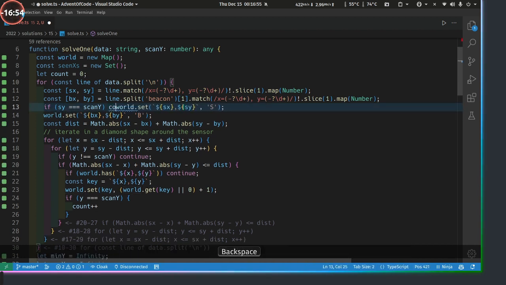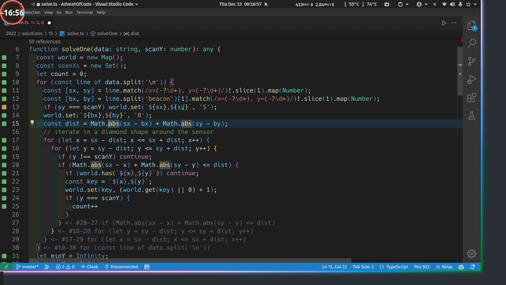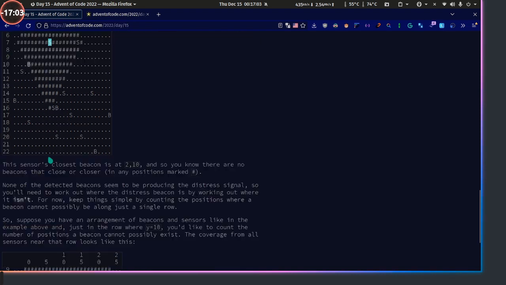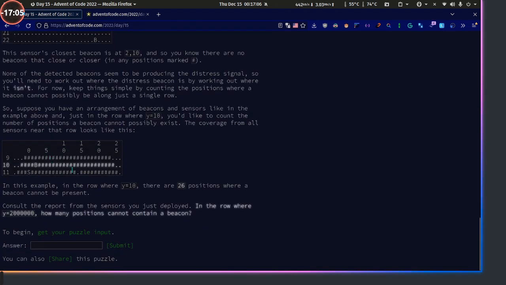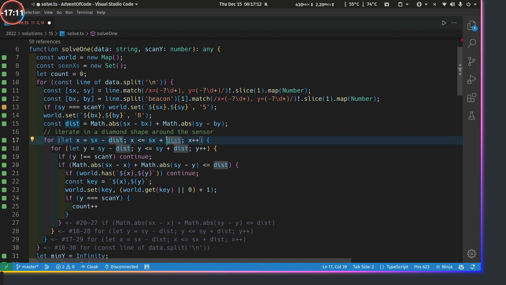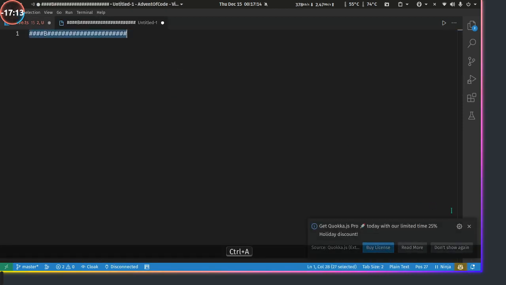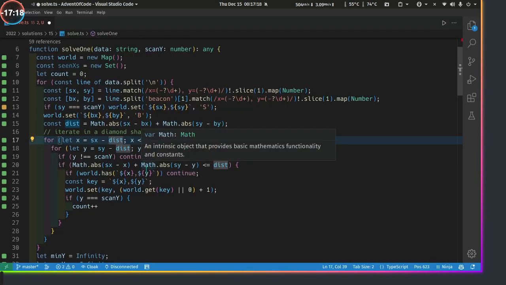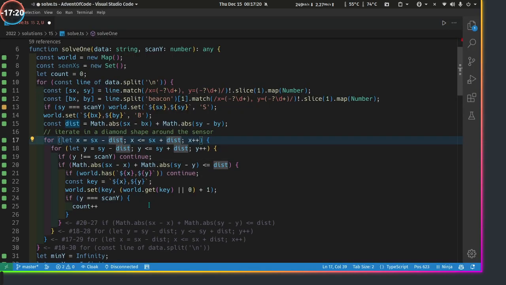Boop. And here's the thing, if the world already has that Y, then ooh, we also need to be counting the beacon itself, no? 26 where a beacon cannot be present. 2, 3, 4, 5. I can just literally copy this. 27 selected, right? So we do need to draw them all and only count the ones where we draw a number. Yeah, that's correct.